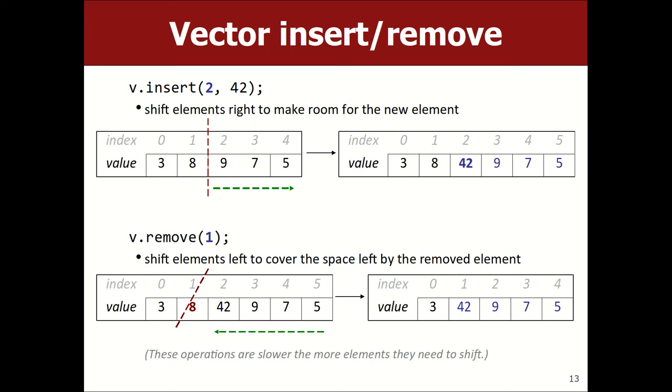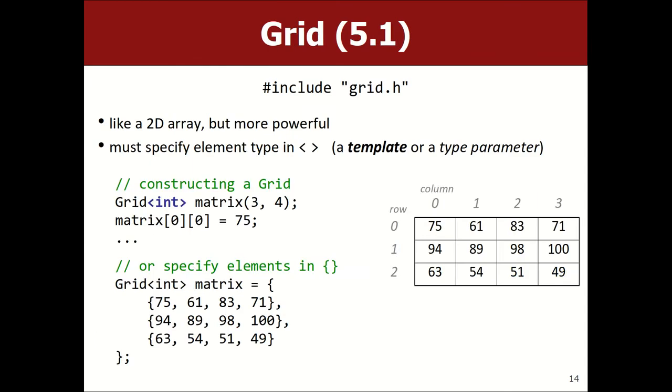One thing we'll talk about later in the course is that this shifting takes time, and if you have a really big vector and you remove something early in the vector, it has to do a lot of work to do all that shifting. We'll talk about that later. We'll talk about efficiency kind of next week and the week after. But this is useful behavior. It's important to know that the vector does this.